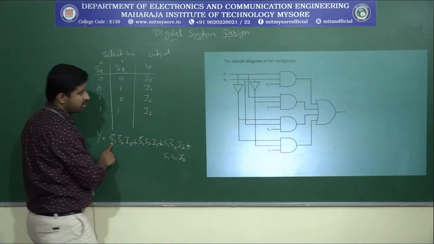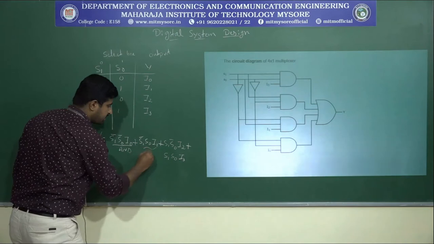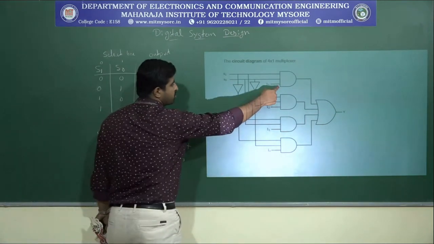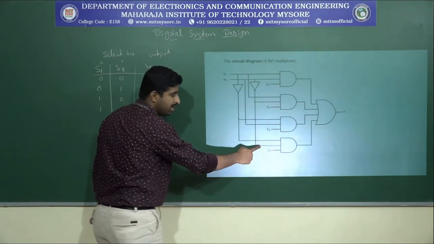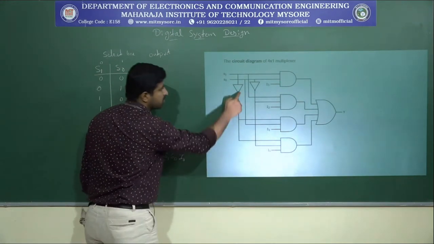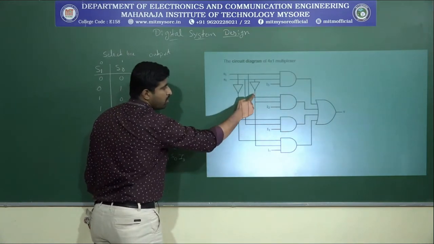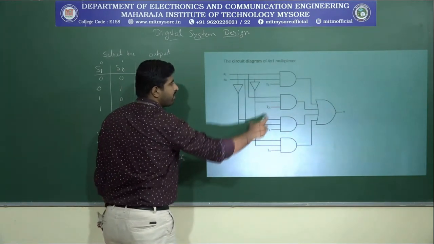So this is one AND gate, this is another AND gate. Here this corresponds to S1 bar, S0 bar, and I0. This line is connected to S1 bar, and this line is connected to S0 bar, and I0. Okay, so let's verify this one.